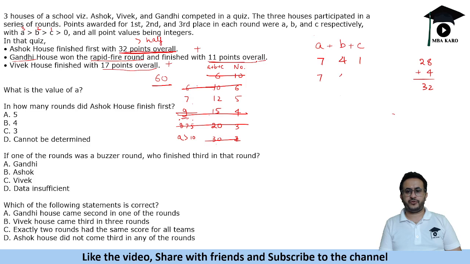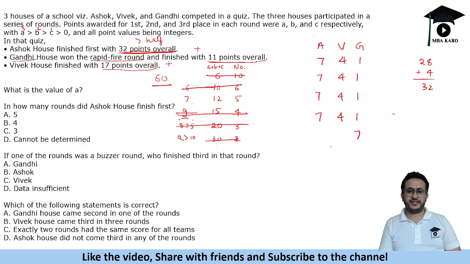So 7, 4, 1 in the second round also. 7, 4, 1, 7, 4, 1. Now let us name these teams. So this is Team Ashok House. This is Gandhi House, and this is Vivek House, right?